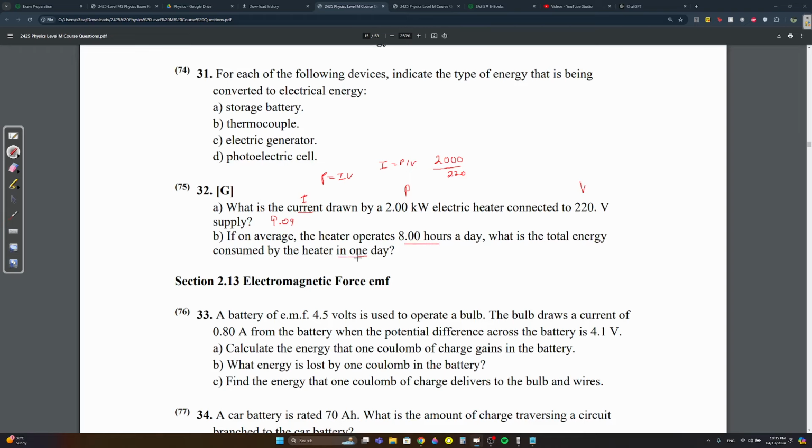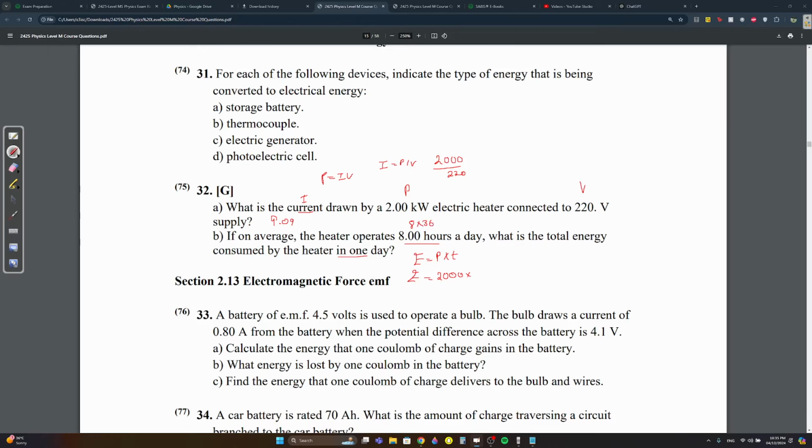If on average the heater operates 8 hours a day, what's the total energy consumed by the heater in one day? Energy is equal, or work is equal, to power times the time, right? You can use W instead of E, doesn't matter. The power is 2 kilowatts, which is 2000 watts. But the time is 8 hours a day. Do I put it as 8? No, definitely not. We need to put it in seconds.